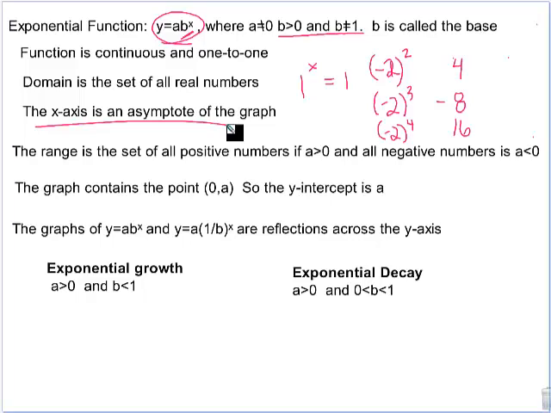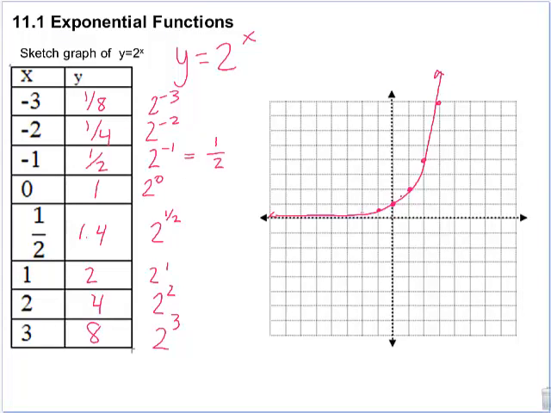So our x-axis works as an asymptote, meaning, here's our x-axis. So this works as an asymptote. We're going to get closer and closer and closer to it, but we're never actually going to cross it. We're never actually going to touch it. That also tells us that our range would not include any negative numbers. It would only be positive.